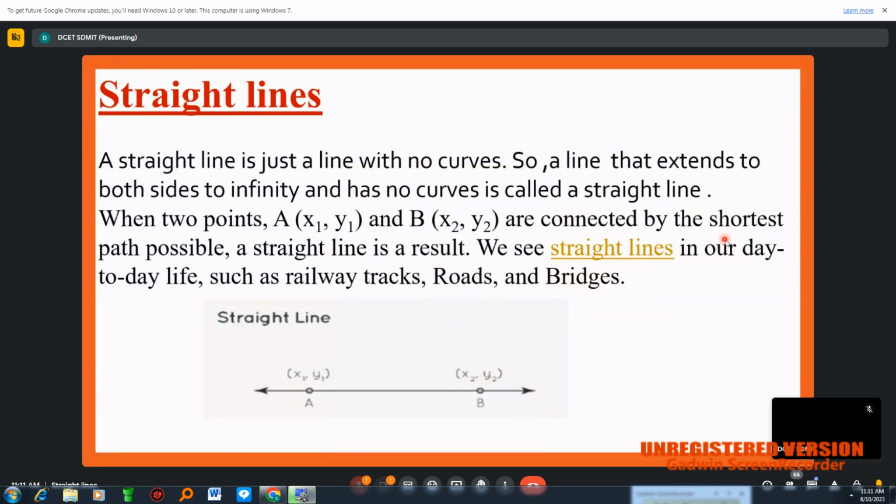Some examples we can see in day-to-day life are railway tracks, roads and bridges. These are some of the examples where we can see straight lines in our day-to-day life.